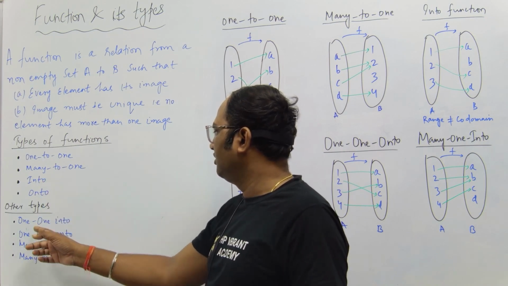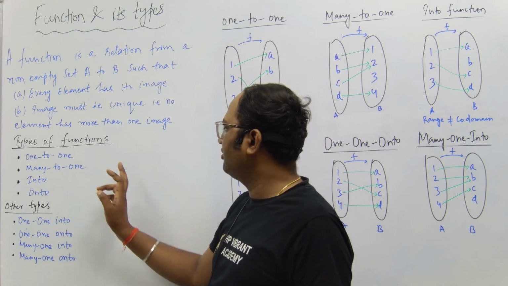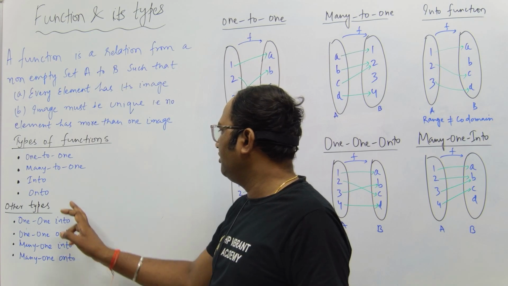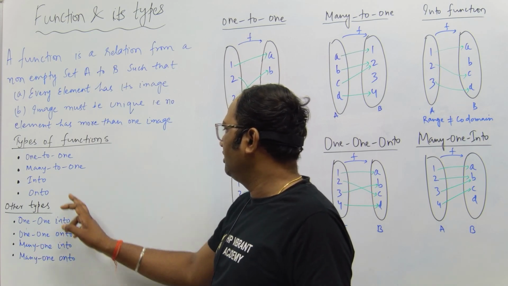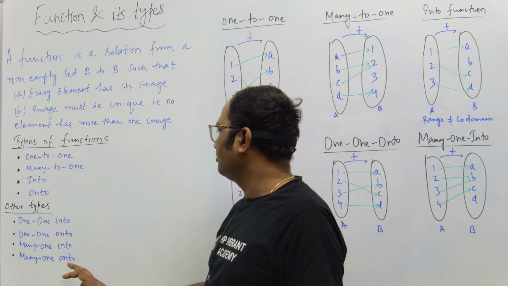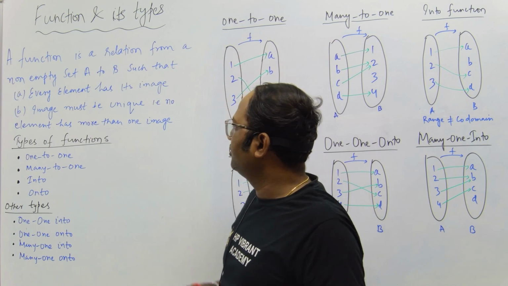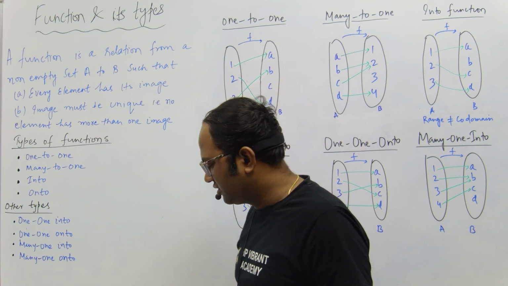So the one-to-one into is a combination of one-to-one and into function. One-to-one onto is a combination of one-to-one and onto function. Many-one into is a combination of many-to-one and into function. Many-one onto is a combination of many-to-one and onto function. So in this particular lecture we will discuss in detail about these functions. Okay, so let us start our discussion.